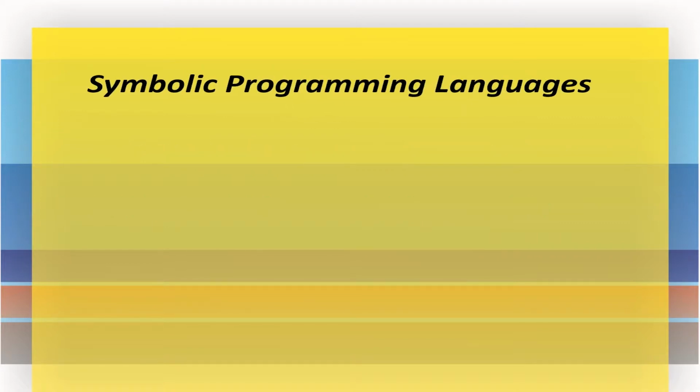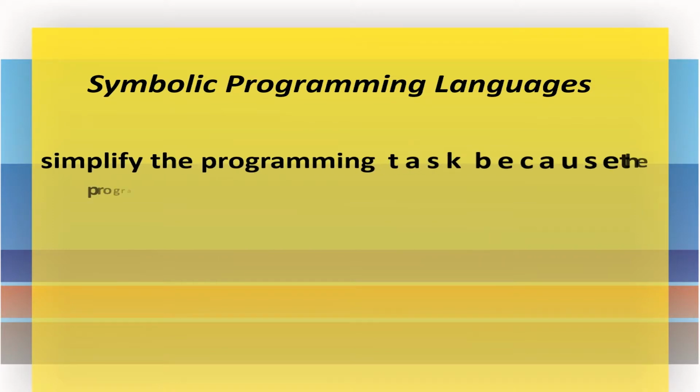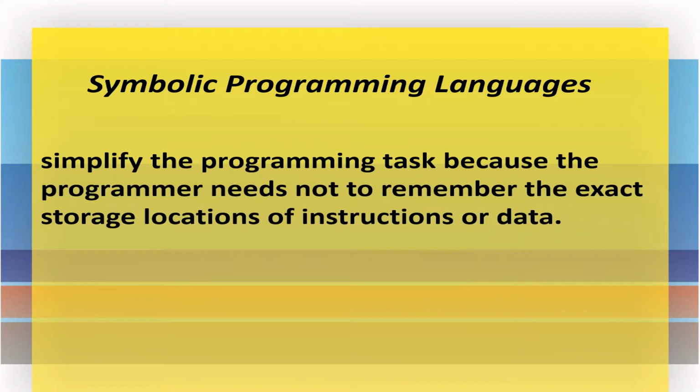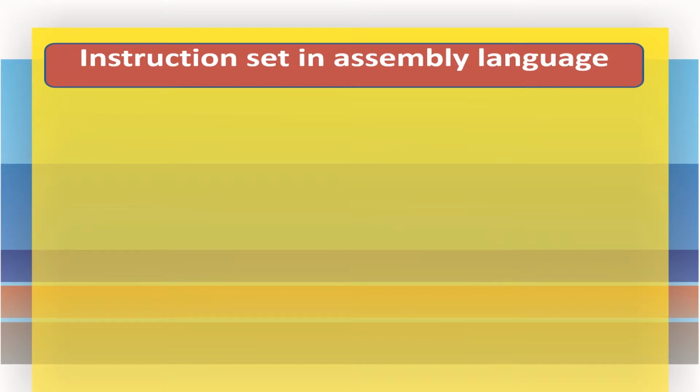These symbolic programming languages simplify the programming task because the programmer need not remember the exact storage locations of instructions or data. However, because they are also machine dependent, assembly languages are not easily converted to run on other types of computers. Also, an assembler program translates the assembly program into machine language. The instruction set in assembly language is of the following types.